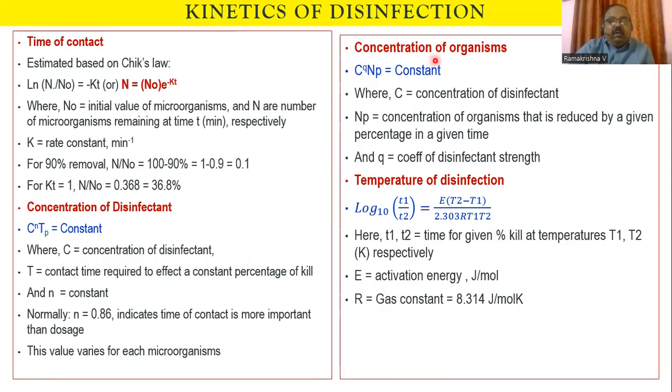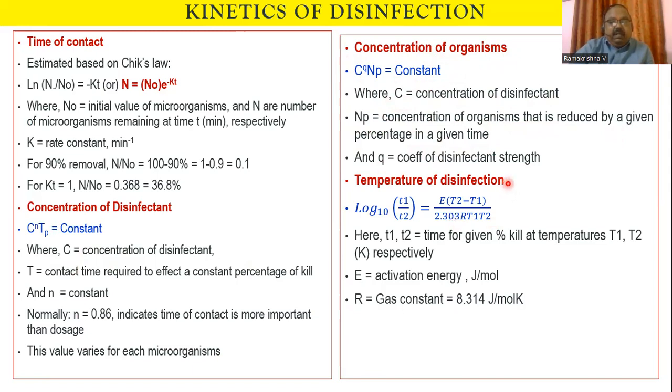Concentration of microorganisms. So here C is the concentration of disinfectant, NP is the concentration of organism that is reduced by given percentage in given time. So using this information, we can calculate this empirical equation.